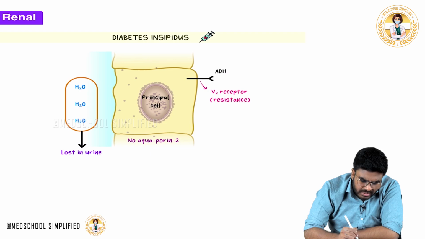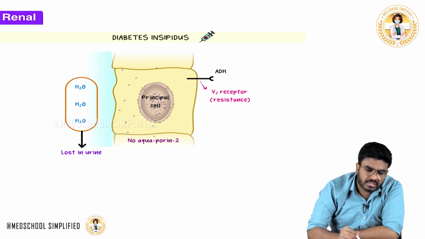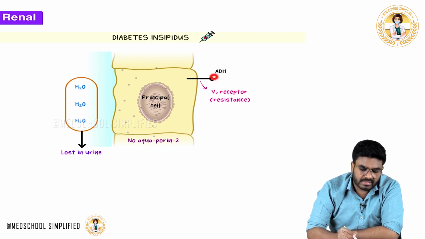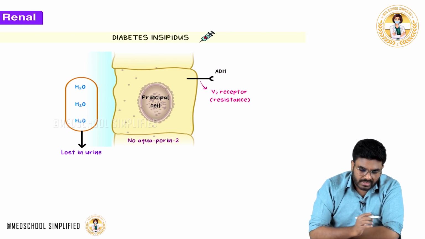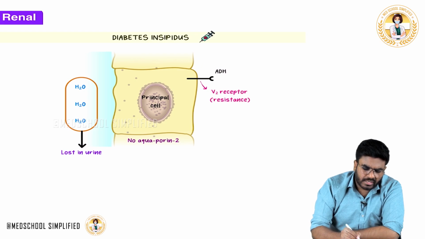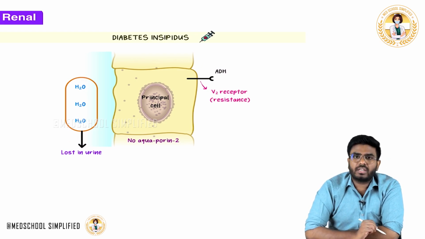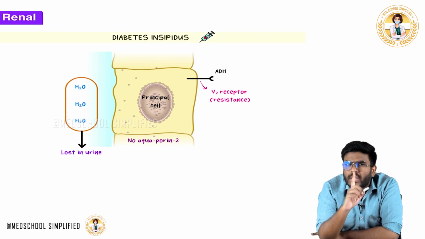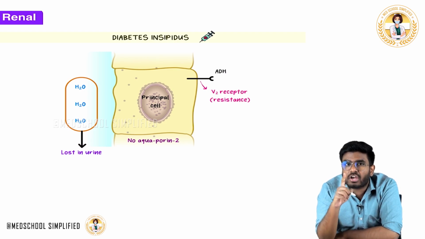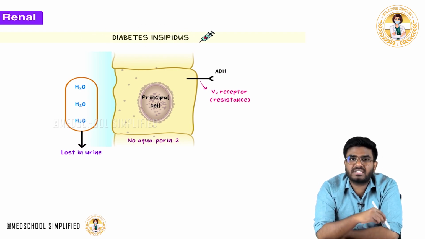Now let's talk about what are the causes of diabetes insipidus. Why is there this diabetes insipidus? See, before going to the causes, simply try to understand. There is no antidiuretic hormone, no water reabsorption. Whenever there is no water reabsorption, all the water is going into the urine. So more urine is getting produced. So there is polyuria.